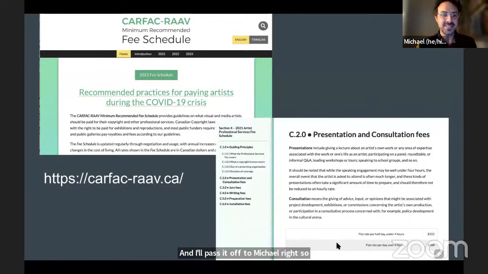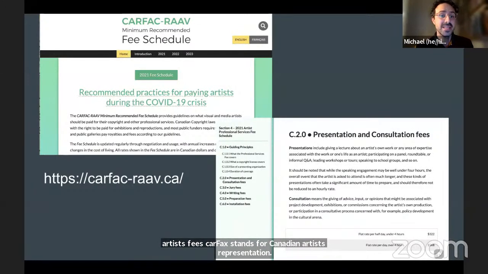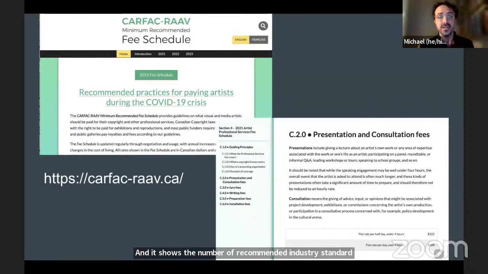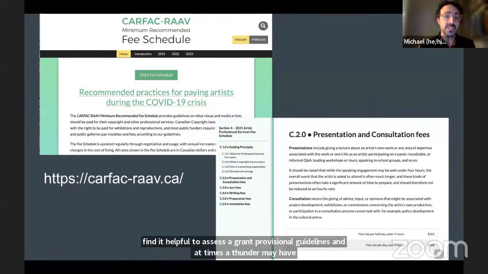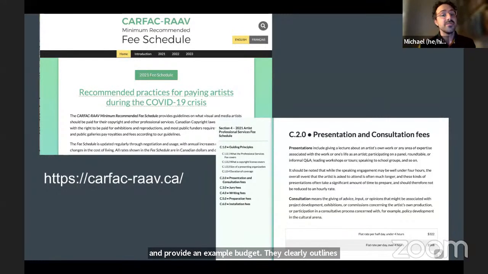Right. So now this slide illustrates a great starting point to cost out artist fees. CARFAX stands for Canadian Artists Representation, and it shares a number of recommended industry standard practices for paying artists. This is a really useful tool for helping guide your budgeting. And you also will find it helpful to assess a grant's provisional guidelines. And at times, a funder may even provide an example budget that clearly outlines their expectations. If this is the case, mimic the structure and depth of their example budget in the budget you create for your project.